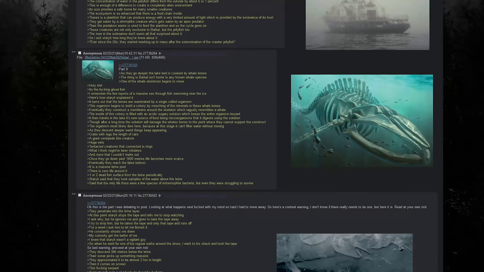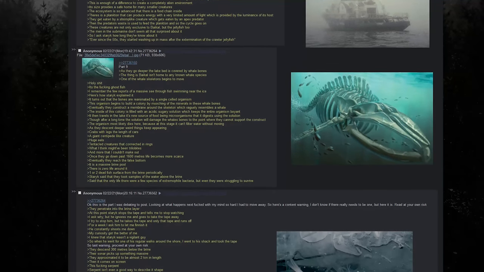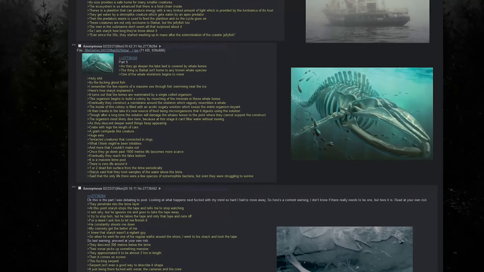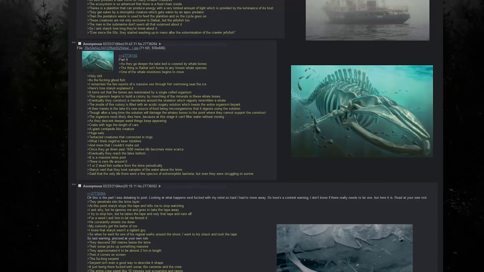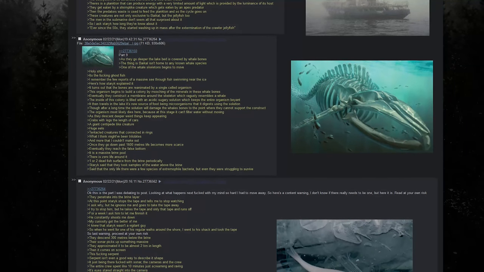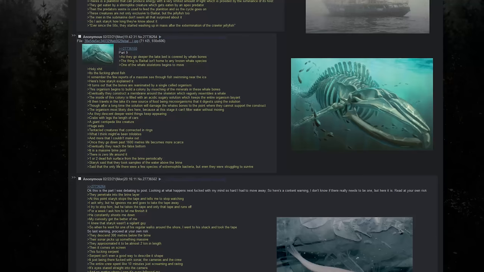It then travels in the lake, its new source of food being microorganisms that it digests using the solution. Though after a long time, the solution will damage the whale's bones to the point where they cannot support the construct. The organism most likely dies here, because at this stage, it can't filter water without moving.